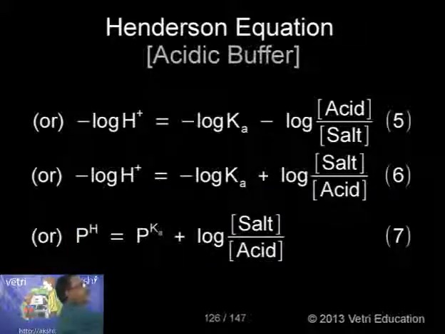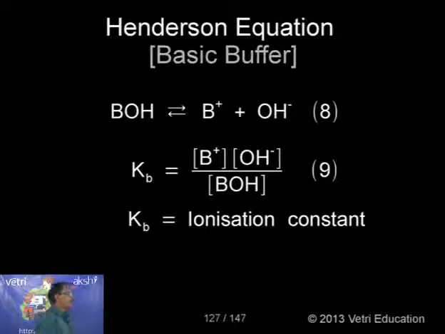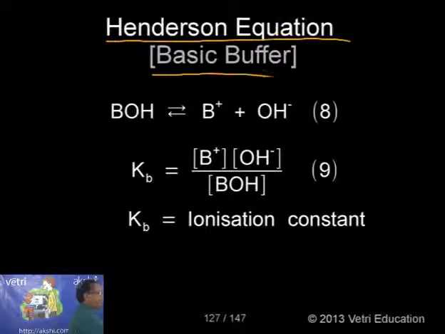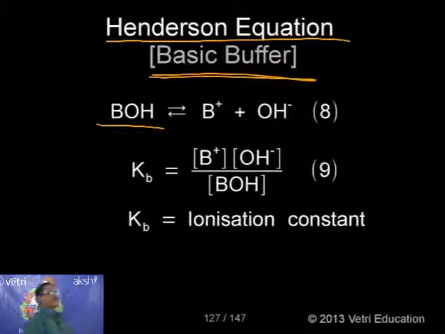Okay, next one. In the same way, I am going to derive the Henderson equation for basic buffer. This is the interesting information. As usual, a weak base with the general formula BOH, a monoacidic base. It is a weak electrolyte undergoing ionization into B plus and OH minus. The reversible arrow indicates an equilibrium between unionized and ionized species.